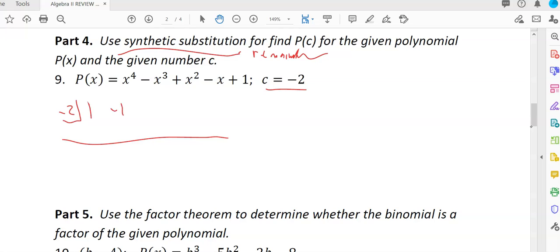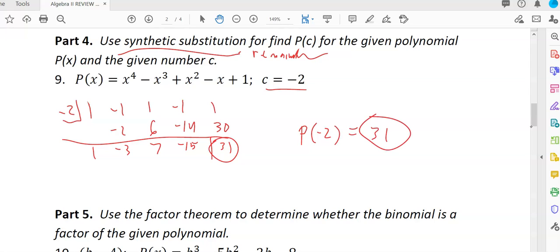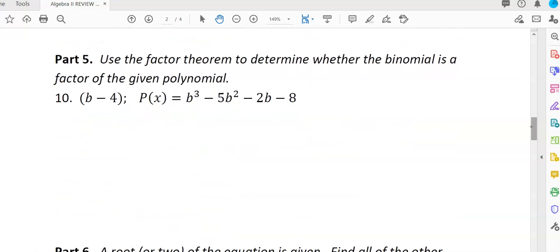So 1, negative 1, 1, negative 1, 1. Wow. Okay, so 1, this is negative 2, negative 3, 6, 7, negative 14, negative 15, positive 30, 31. So my answer is 31. In other words, the question was, what is p of negative 2? The answer is 31. The answer is the remainder when you do synthetic substitution.